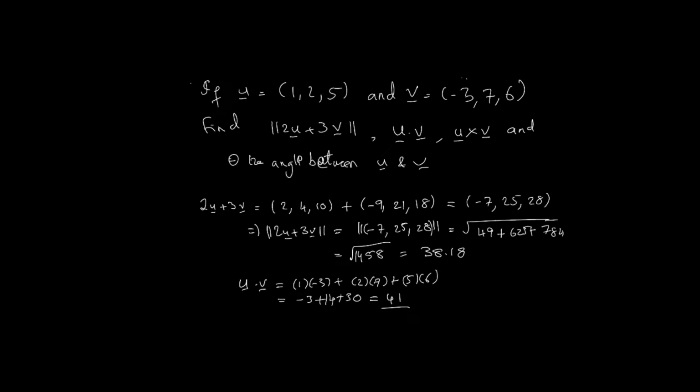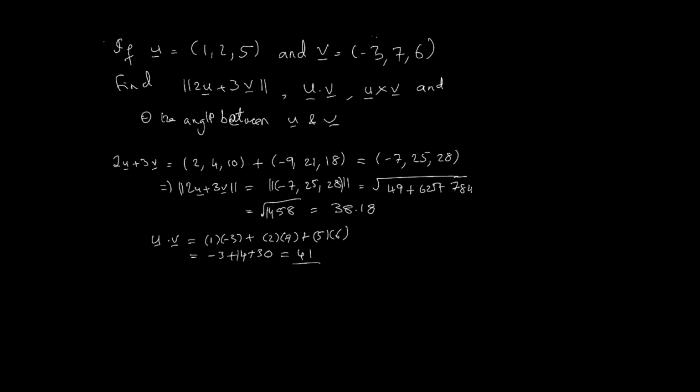Okay, so let's look at the next one then. U cross v. So u cross v, of course, we again use the IJK formula. So the first vector is 1, 2, 5. Second vector, minus 3, 7, 6. And that's equal to, so the i would mean, remember, we get rid of these two. So we're looking at the submatrix. 2 times 6 is 12. So it's 12 minus 7 fives is 35.